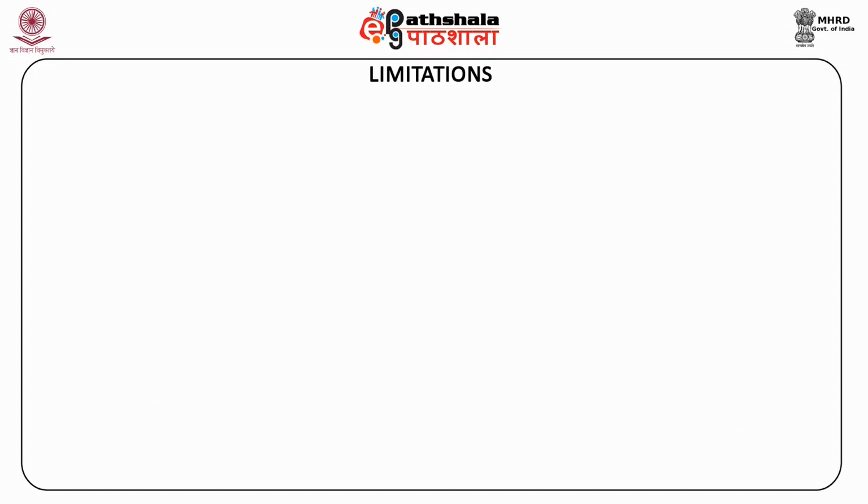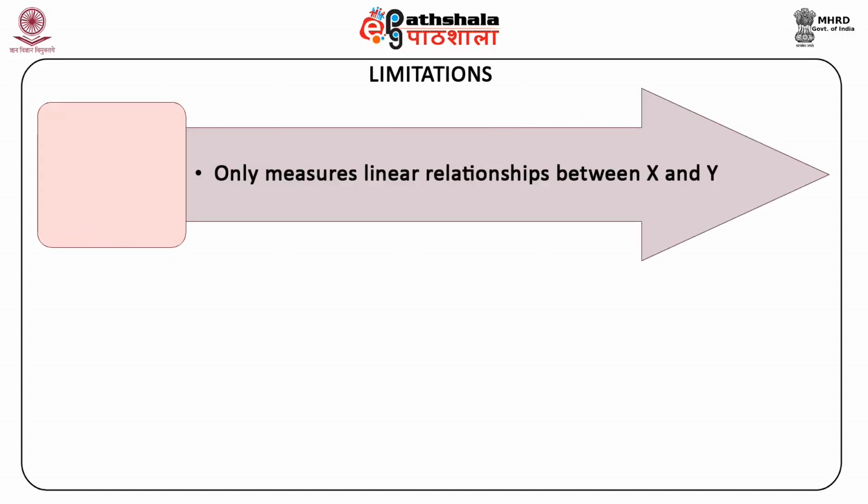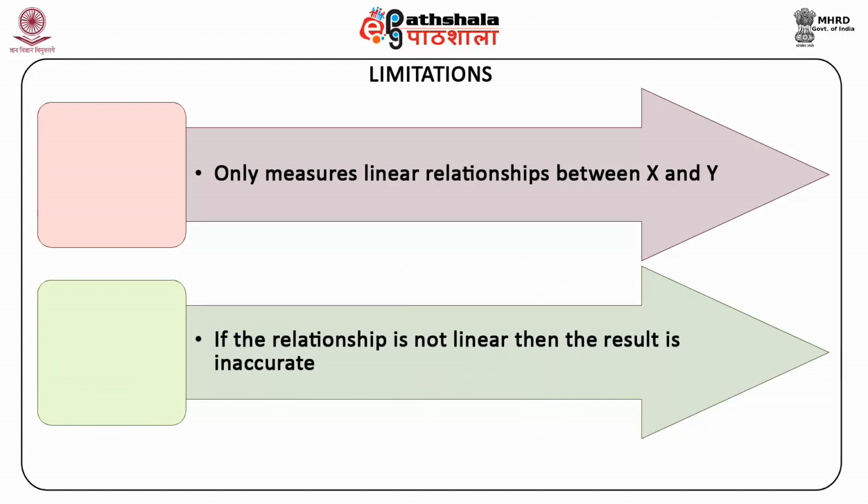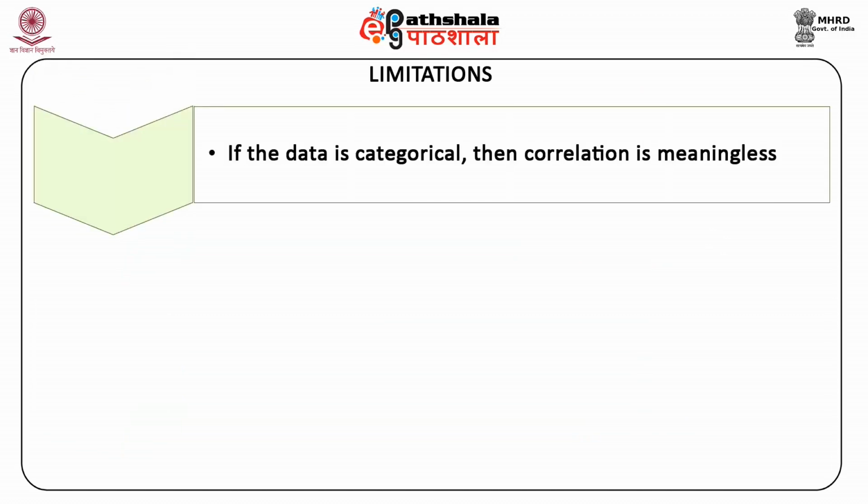The first limitation of the correlation coefficient concept is that it only measures linear relationships between x and y, and for any relationship to exist, any change in x has to have a constant proportional change in y. If the relationship is not linear, then the result is inaccurate. Secondly, if the data is categorical, then the relation is meaningless, like the data on hair color or gender.